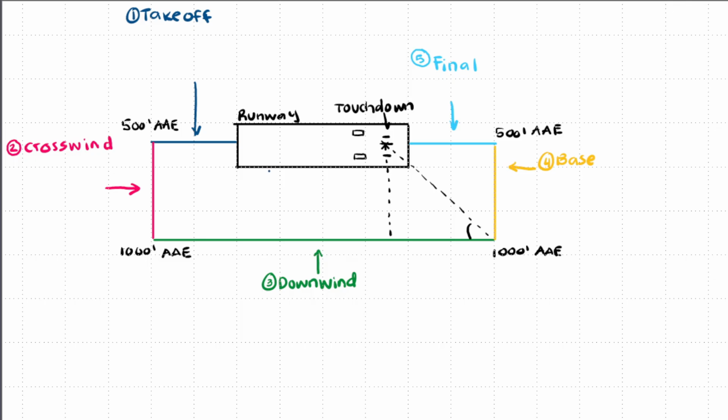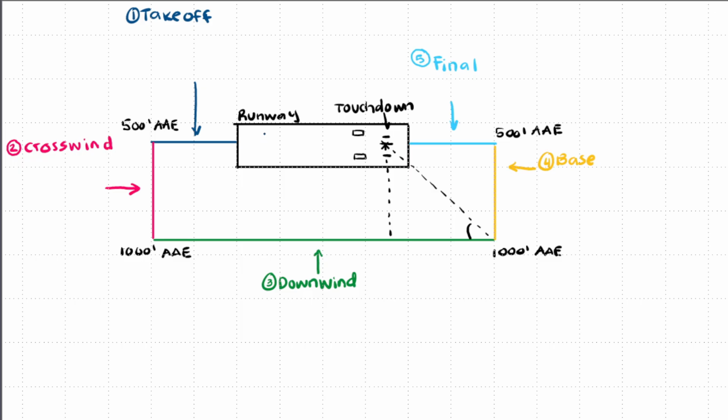In our example here, we're going to look at a standard left-hand circuit. Circuits can be right-hand, but that will be stated, most likely in the CFS. But in our example, we're going to be going over a standard left-hand basic circuit. I'm going to walk through each leg, focusing on what it's for, not exact speeds or power settings.